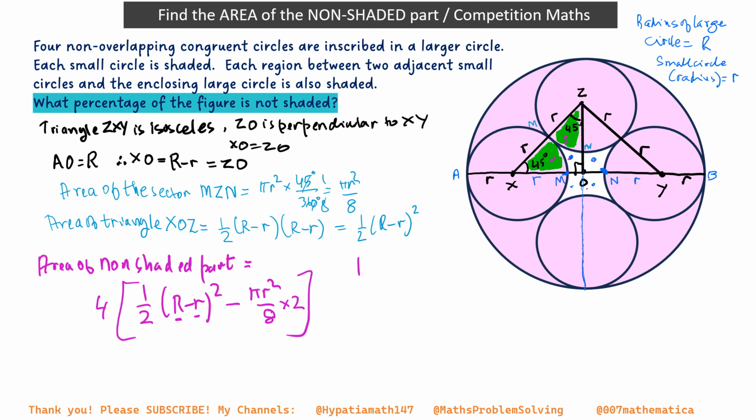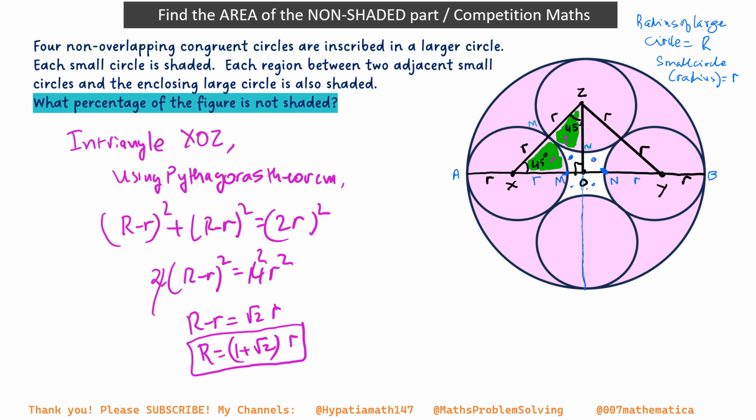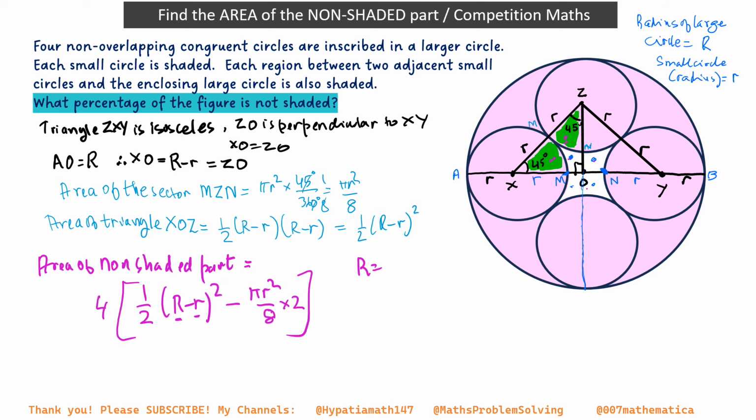So we got capital R is 1 plus root 2 times small r. So if we use that here, I would get 4 times half, 1 plus, instead of 1 I can write r plus root 2r, r plus root 2r minus r whole square plus 4 pi r square out of 4.